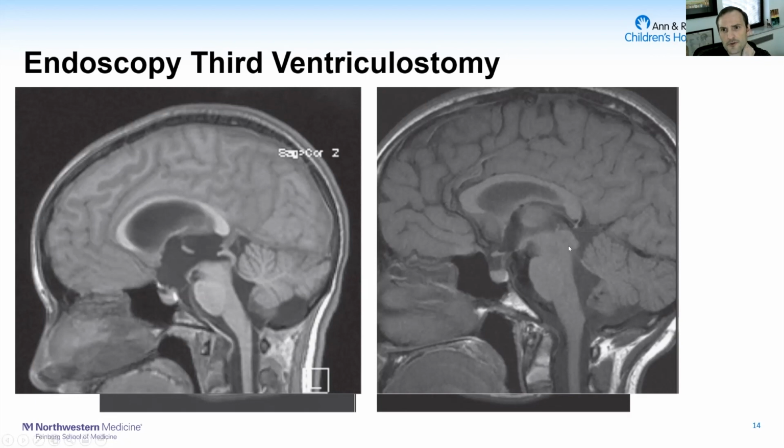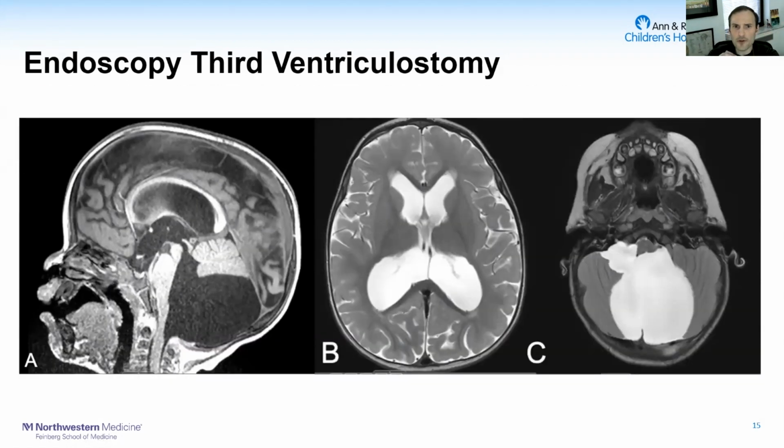So after surgery on the right side, you can see that the lateral ventricle is smaller. Also, the third ventricle is smaller. And you can even see here at the bottom of the third ventricle the stoma, or the hole that was made during the ETV. So this is a successful example of an ETV in a patient. And this is exactly what you want to see on a post-op scan.